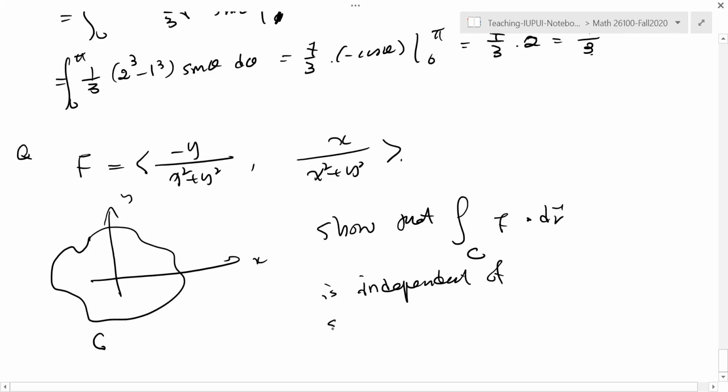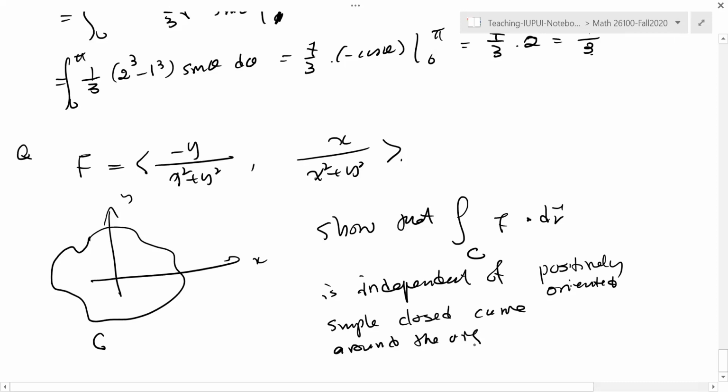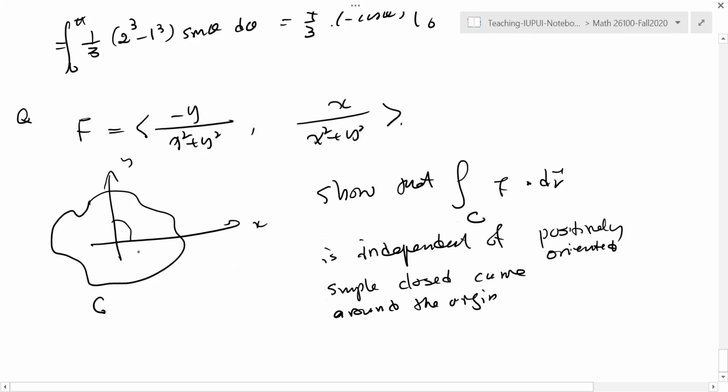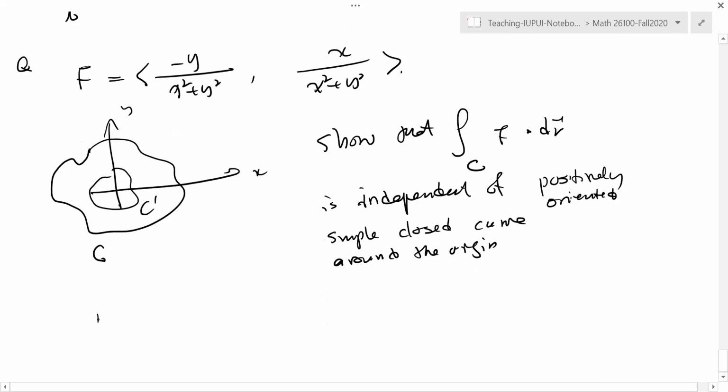any simple closed curve, positively oriented, around the origin. How about like that? Okay, and that means I have another one here, and then the two must be equal.